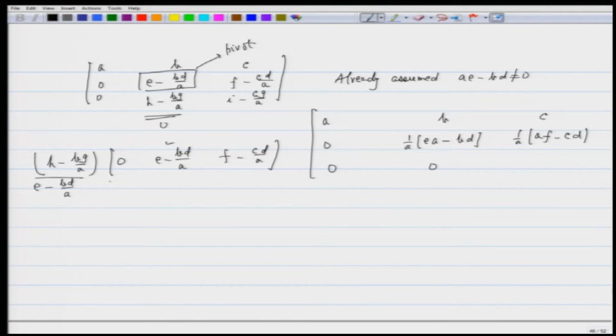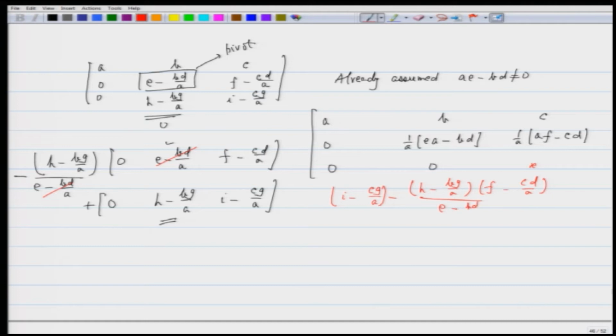So I have to do this, and minus of this I have to do because I have to cancel it out. So minus of this plus 0, H minus Bg upon A, I minus Cg upon A. This is the matrix I have to look at. So I get 0 minus 0 as 0. If I look at here, it is H minus Bg upon A. This and this cancel out, all right. I will get minus H times Bg upon A, and H minus Bg upon A will cancel out, I will get 0, fine. The last entry will be nothing but, I already have I minus Cg upon A, minus H minus Bg upon A times F minus Cd upon A divided by E minus Bd upon A, all right.